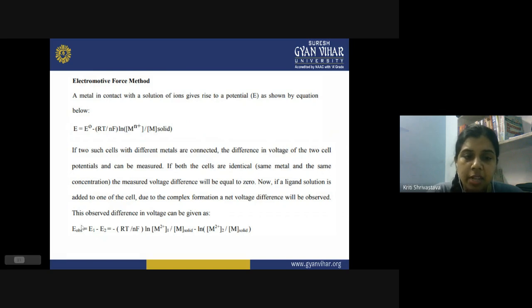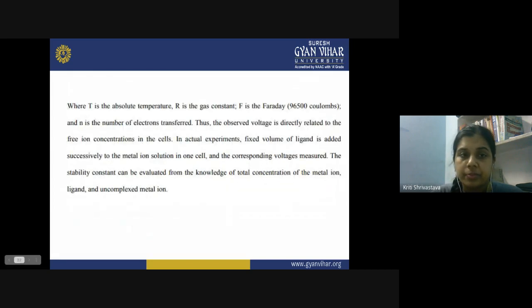And the change in the potential E observed, you will write it like E1 minus E2 is equal to minus RT upon NF ln of M2 plus 1 in the first cell, right? Divided by, because all these values are in the logarithmic value, so you will write it by dividing one from the other. So now you will take the second portion in which you have the ln of M2 plus 2 divided by M solid. So this is the expression for the E observed, the change observed difference in the voltage.